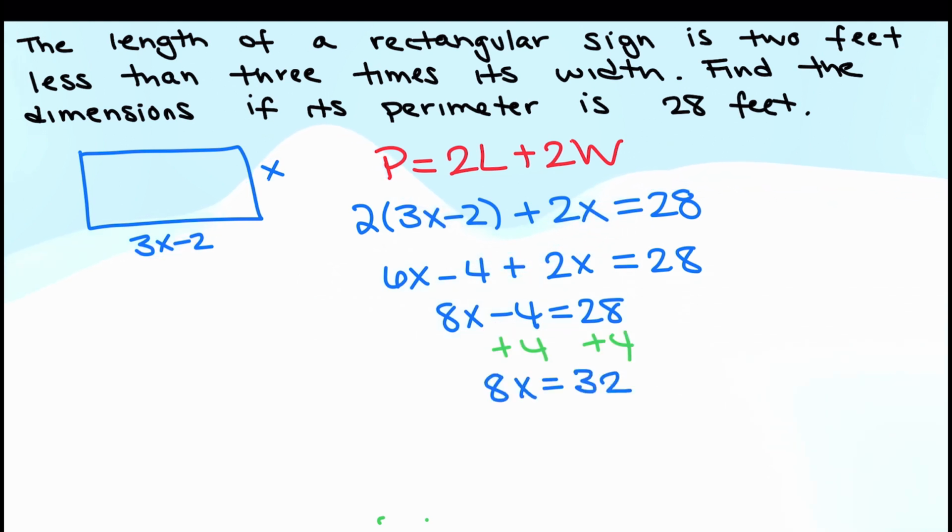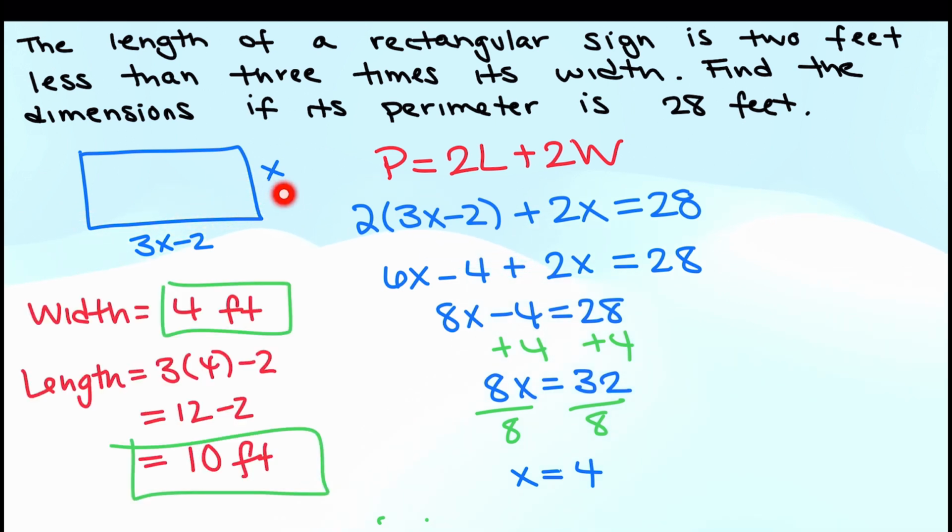Add 4 to both sides. 8x equals 32. Divide both sides by 8. So x equals 4. Now if we want to find the dimensions, that means we have to give both the length and the width of the object. And x was the width. So width is 4 feet.